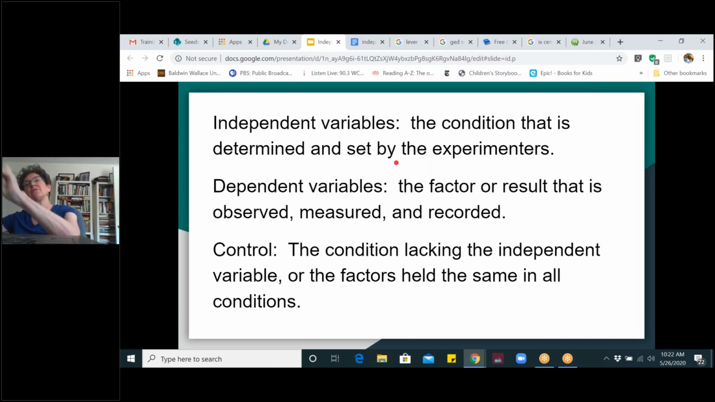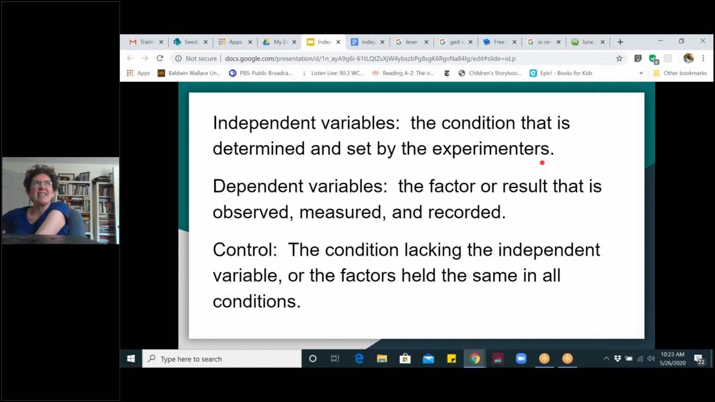So that is the independent variable. The independent is the fertilizer, right? And that we determined and set because we were the experimenters and we said, we want to know if this fertilizer makes a difference.